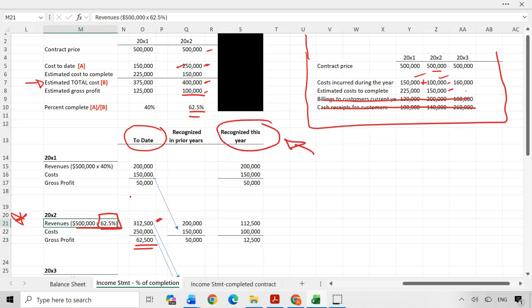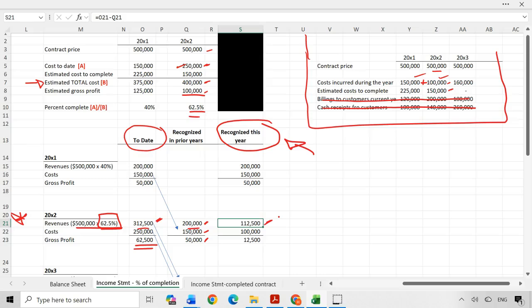Because I've already recognized a portion of this last year, and this is where this comes in. You have to remove the portion that you've already recognized in previous years. So I've already recognized $200,000 of revenue in year one, 20X1, and I've recognized $150,000 of cost in year one. So when I subtract that, if you look at this formula right here, it's taking the revenues to date, the $312,500 minus the revenues I've already recognized. So this will give me my revenues that I should record in the current year.